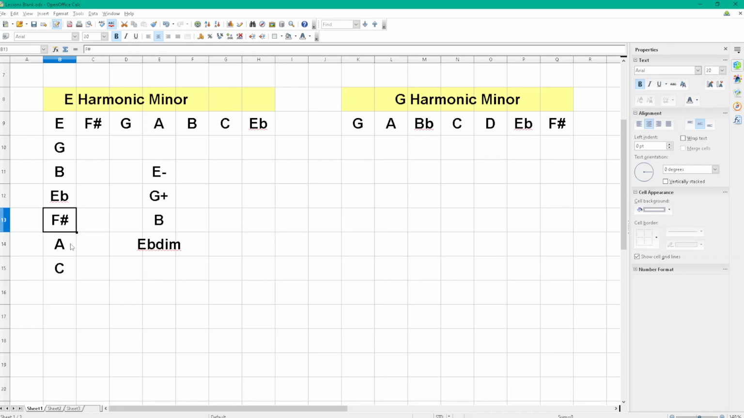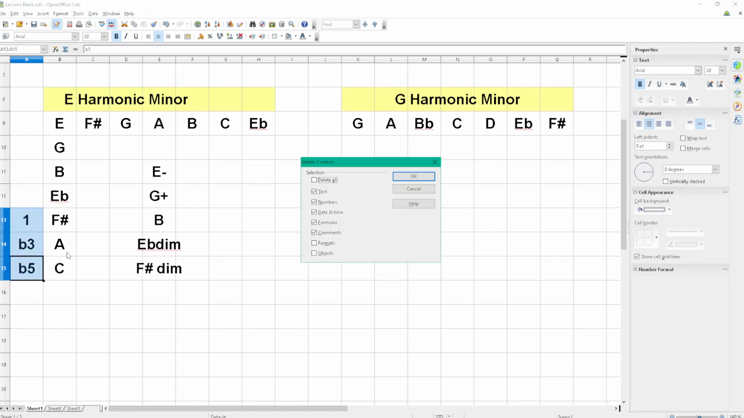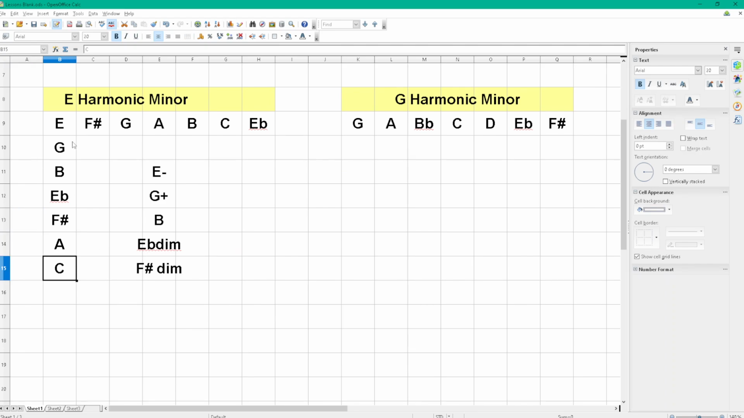If we look at F sharp, A, and C, now if F sharp is 1, A is a flat 3, right? And C is a flat 5. So this is also F sharp diminished. If we look at A, C, and E, if A is 1, C is a flat 3, and E is a 5. So this is basically A minor.